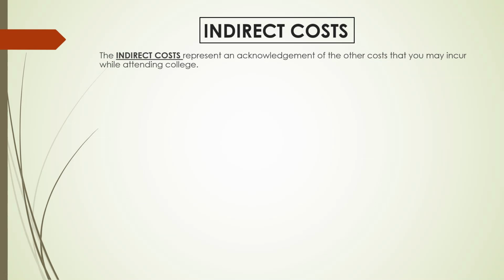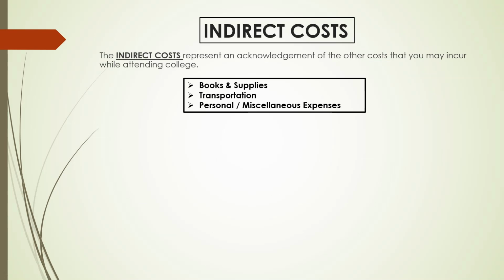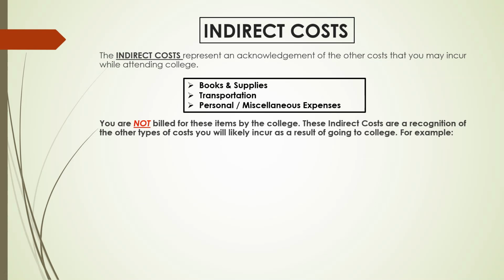The indirect costs represent an acknowledgement of the other costs that you may incur while attending college. That would include books and supplies, transportation costs, and personal and miscellaneous expenses. You're not billed for these items by the college. These indirect costs are a recognition of the other types of costs you will likely incur as a result of going to college, and we'll talk about that a little bit later.